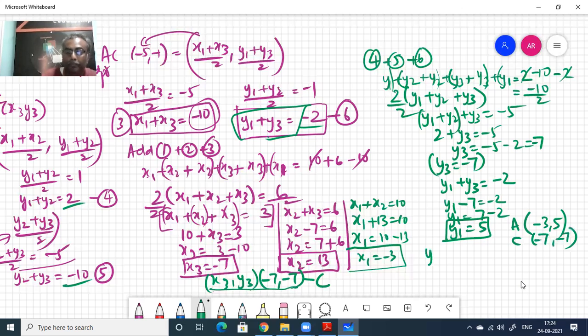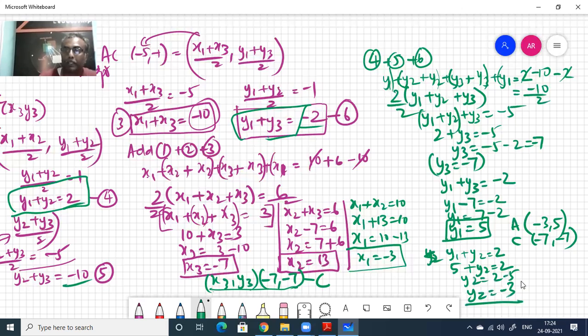Now you have to find y2. Then you will know b also. y2, you can take y2 plus y3 or y1 plus y2 is equal to 2. Take that. y1 plus y2 is equal to 2. Okay. 5 plus y2 is equal to 2. So y2 is equal to 2 minus 5. y2 is equal to minus 3. Okay. So b is equal to, what is x2? Where did you get x2? x2 is 6. No, x2 is 13. 13 comma minus 3.